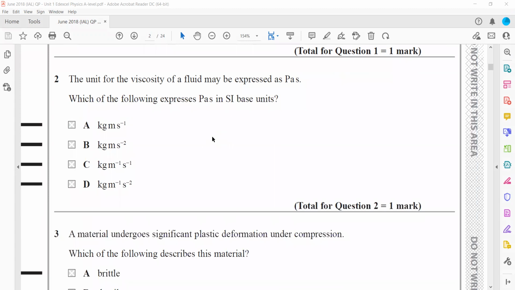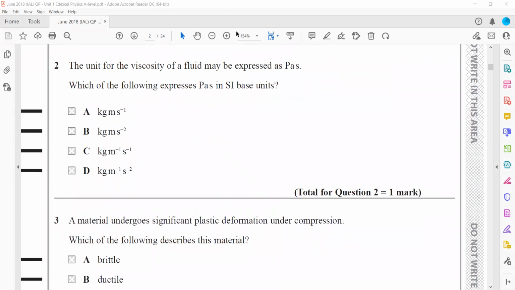The unit of viscosity of a fluid may be Pascal second. Which of the following expressions is Pascal second in base units? Look, Pascal itself is Newton per meter square. And Newton itself is kilogram meter per second square. So this is Newton, and this part is a Newton. Then meter square is there, divided by meter square, and then it is multiplied by second.